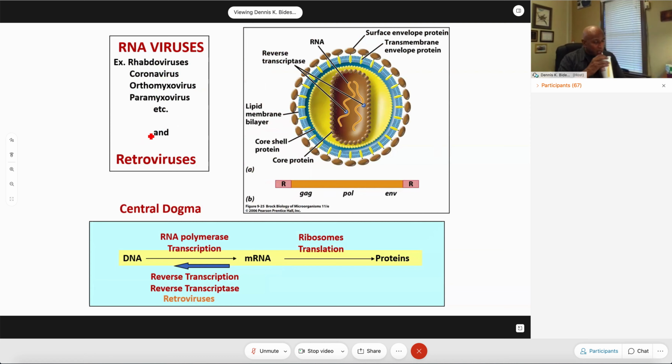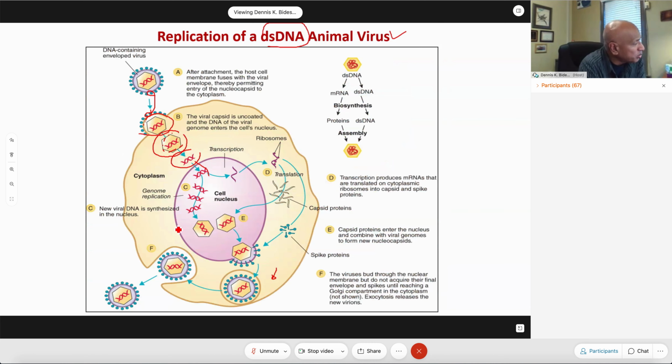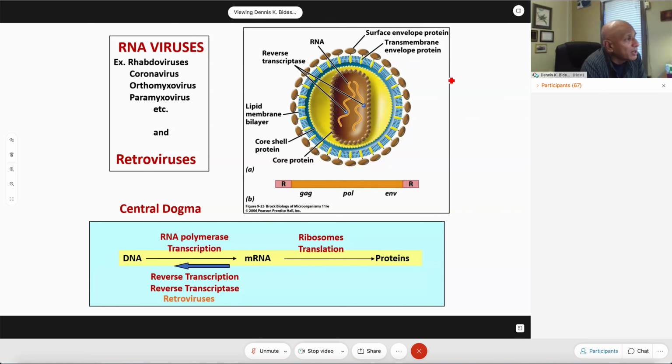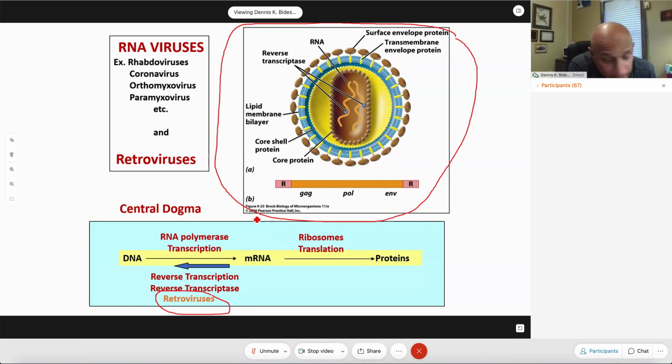What about RNA viruses? RNA viruses do the same basic thing, but instead of replicating in the nucleus, most RNA viruses replicate in the cytoplasm of the cell. I do want to talk about one unique category of RNA viruses. They're called retroviruses. You've probably heard the term before. The term is right here. All right, they're very unique. The best example would be HIV.